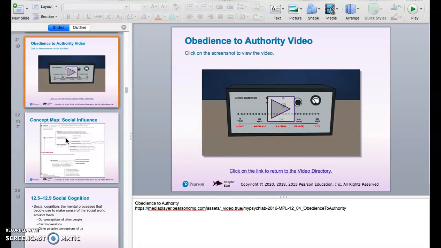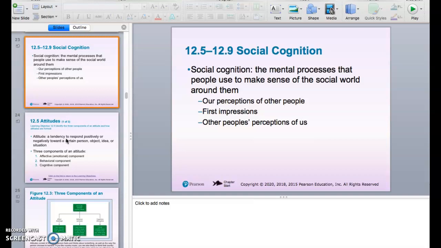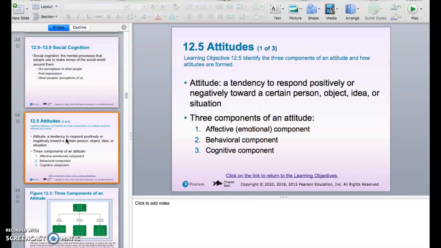So be watching that video and looking for some of those tidbits of information that are explained on why those elements make a difference. The rest of this chapter deals with attitudes, so I'm going to do this in a separate podcast. I'm just going to cover some things about attitudes. So that wraps up this part 1 of this podcast on chapter 12.